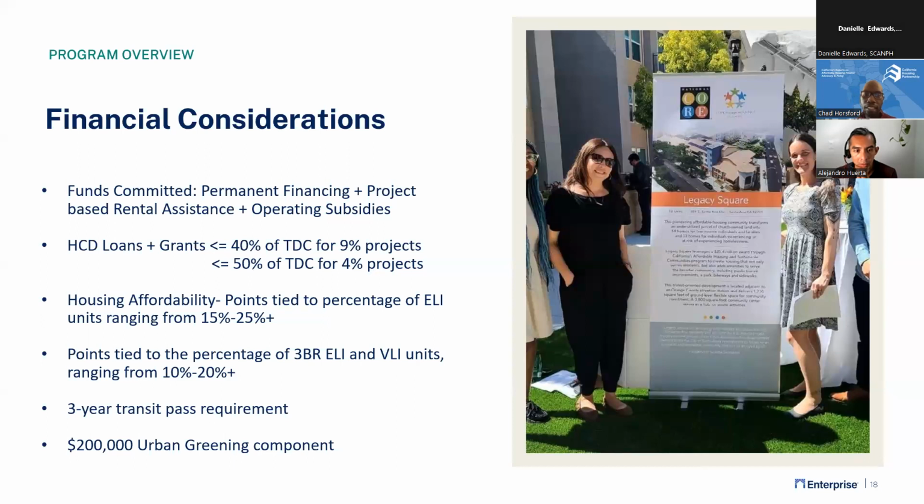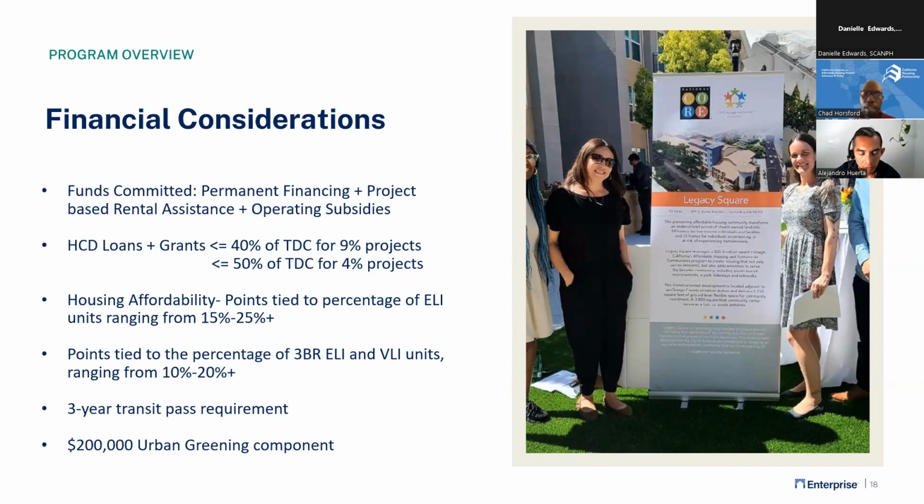And lastly, AHSC has an urban greening component where there's a minimum of $200,000 that you have to spend for urban greening. This is important to highlight because the urban greening component has to be publicly accessible in most cases. And most of the tax credit projects I work on don't have publicly accessible components. So as a developer, know that you have to meet this $200,000 requirement and think about where you're going to locate that use and what it's going to be.